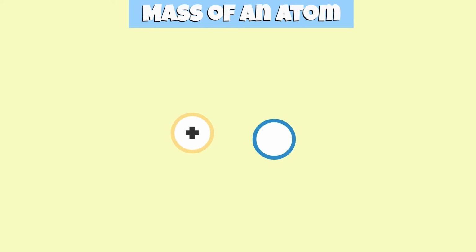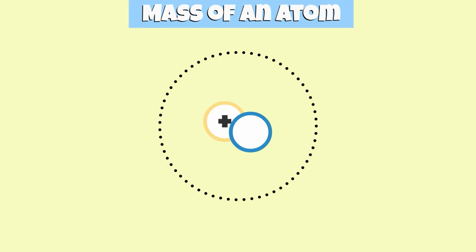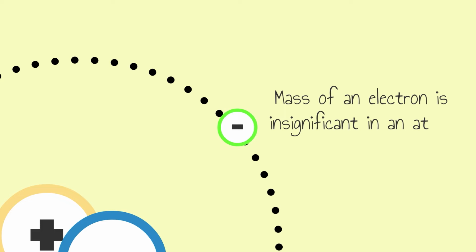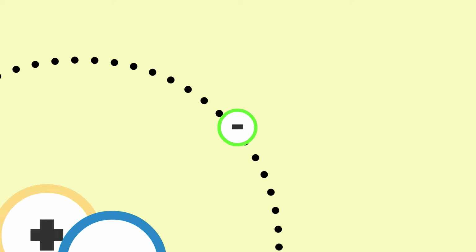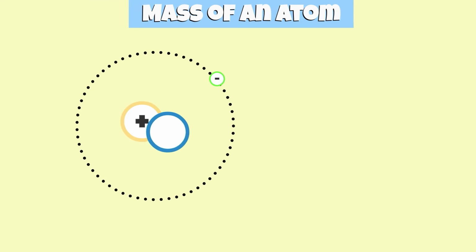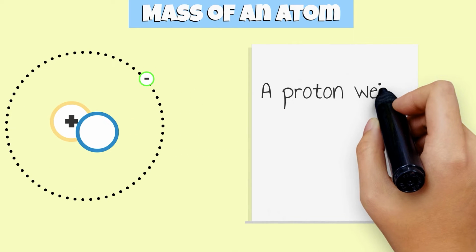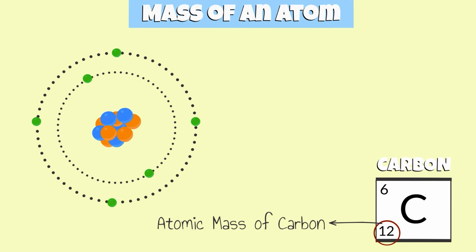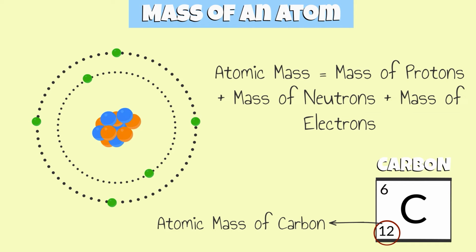Only protons and neutrons contribute to the mass of an atom. The mass of an electron is so insignificant compared to the mass of a proton or a neutron. In comparison, a proton weighs 1,836 times more. The atomic mass tells us the total number of protons and neutrons found in each element.